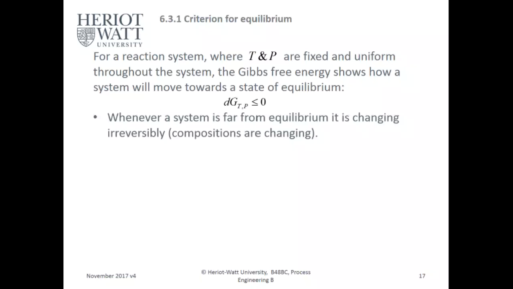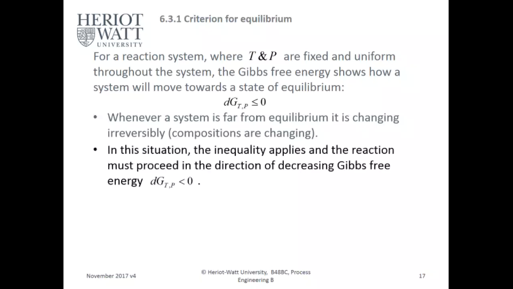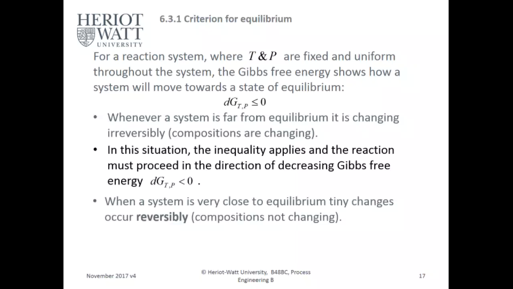Whenever a system is far from equilibrium, it changes irreversibly, so the compositions are changing. It's a real world situation. In this situation, the inequality applies, and the reaction must proceed in the direction of decreasing Gibbs free energy, so as to reach equilibrium. That's why you add more and more of your reactants. You increase pressure to make sure you don't reach, or don't minimize, Gibbs free energy. And you can actually calculate what's the most optimum stage of your reaction thermodynamically as well. Then you do it experimentally to check it out, because sometimes it doesn't follow.